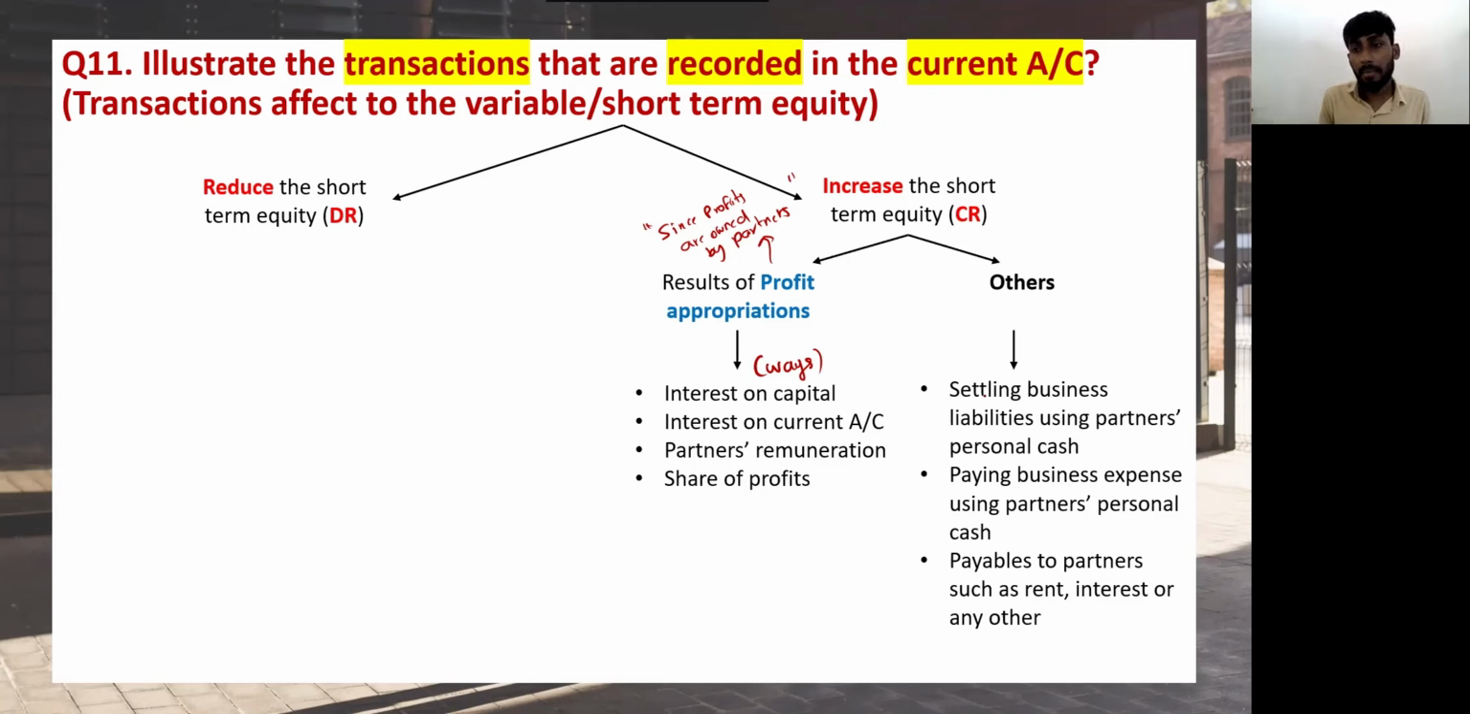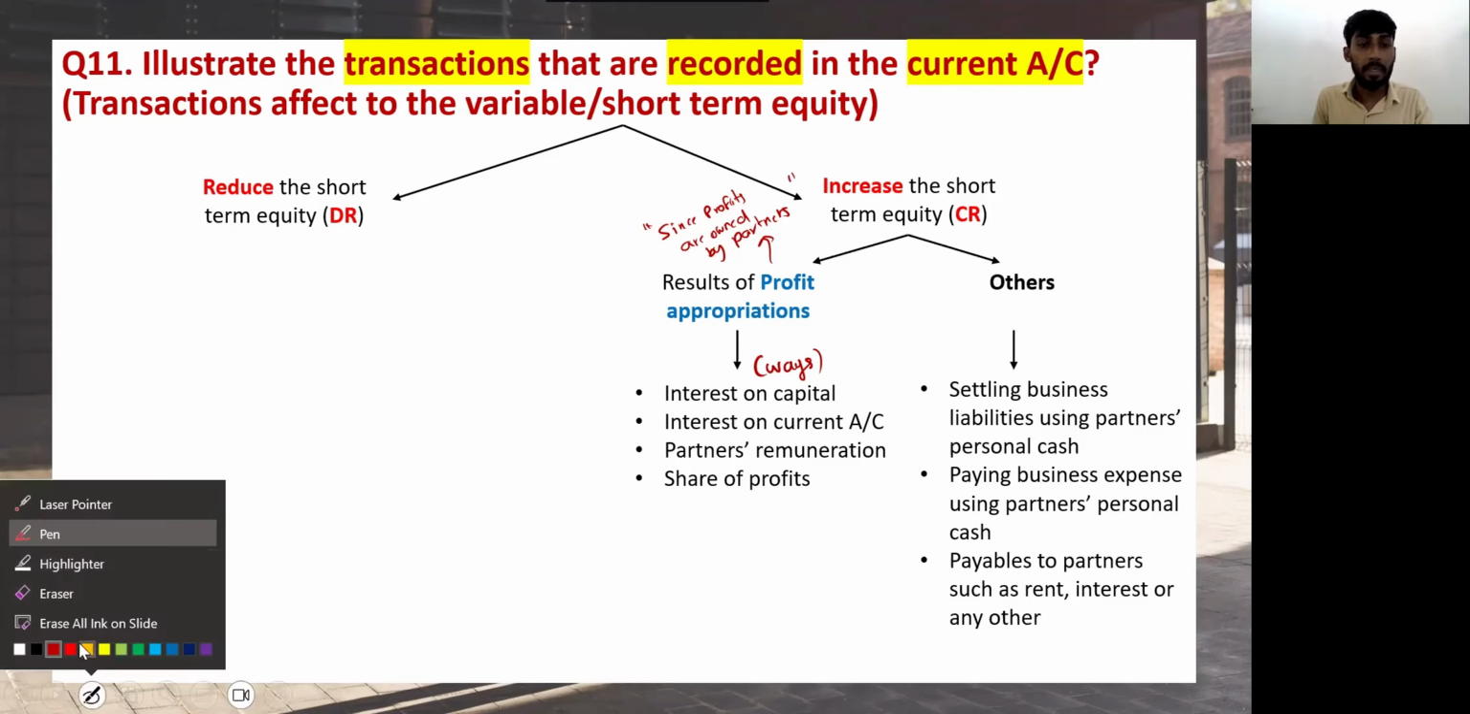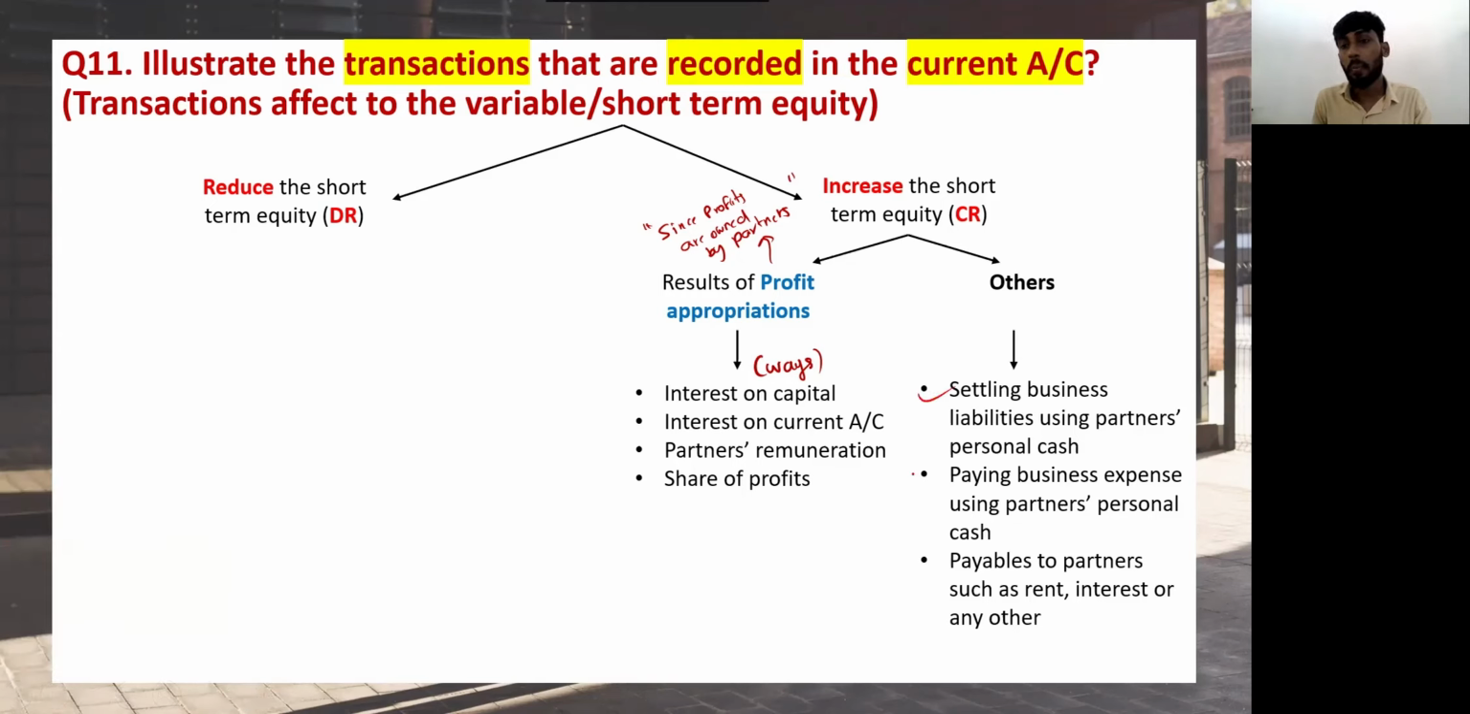Then paying business expenses through partners' personal cash. Now, expense is a business expense, but paying through personal cash. It is reimbursable. Okay, it's reimbursable. So that amount needs to be credited to the equity account. Okay. Then amounts payable to partners such as rent, interest, or any other.